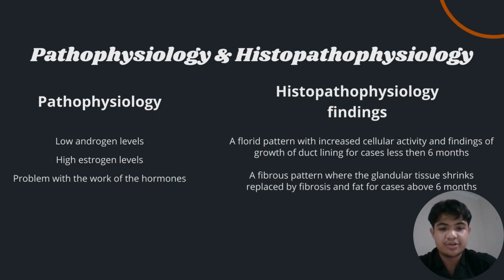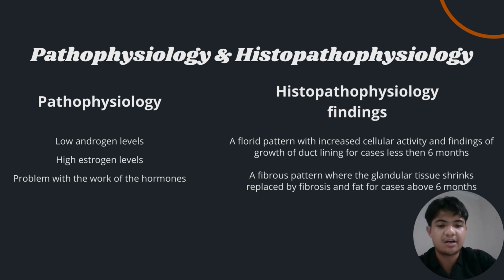Okay, for the pathophysiology and histopathology of gynecomastia. Normally, male breast tissue has receptors for both androgen and estrogen. While estrogen helps to promote breast growth, androgen helps to inhibit it. So the most common problem in gynecomastia mostly happens because of the imbalance of these two hormones. It can be either low androgen level or high estrogen level, and it can be just the problem of how the hormones work overall. And the histopathological findings of gynecomastia depend on how long the condition has occurred.